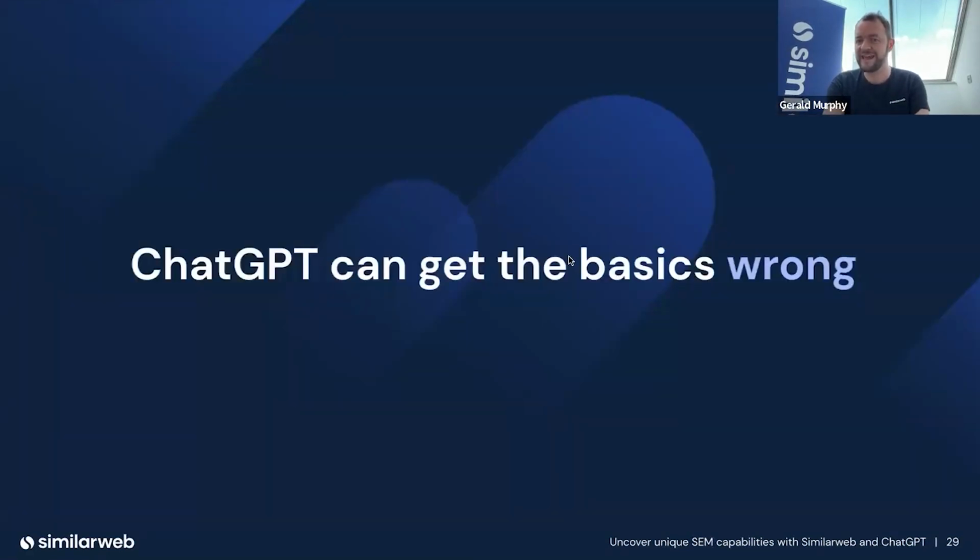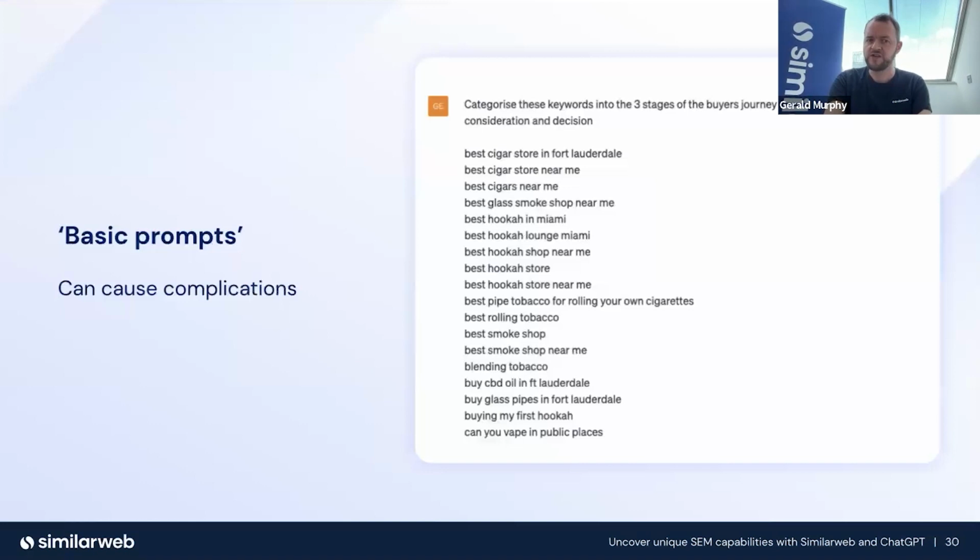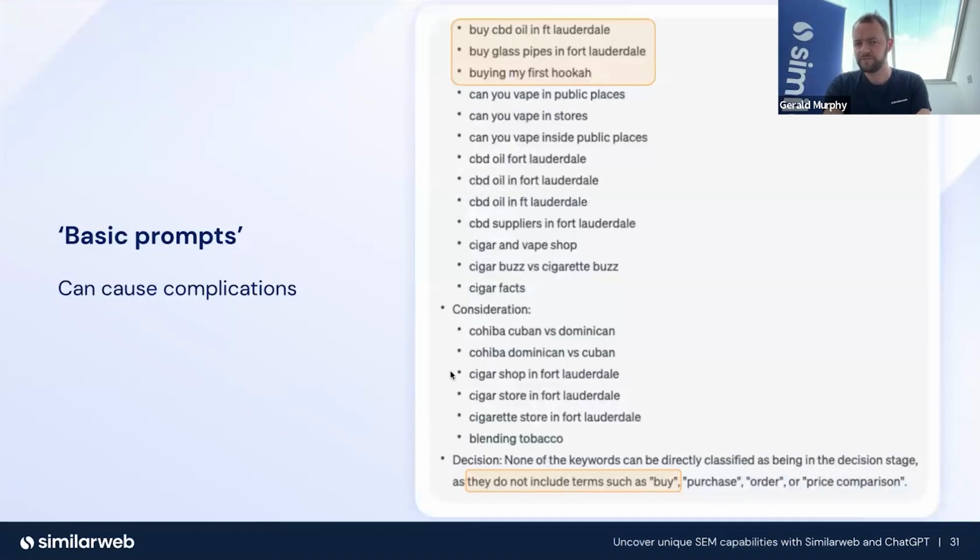And ChatGPT can get the basics wrong. So when you ask it a fairly basic prompt, categorize these keywords into 3 stages of the buyer's journey: awareness, consideration, decision. It's saying that there are no decision keywords in here because none of these terms have the term buy in them. That's not true, they do. As a result, just be cautious that what ChatGPT presents back to you isn't necessarily the only way you can obtain that information. And secondly, it's not verifying that that information is true.